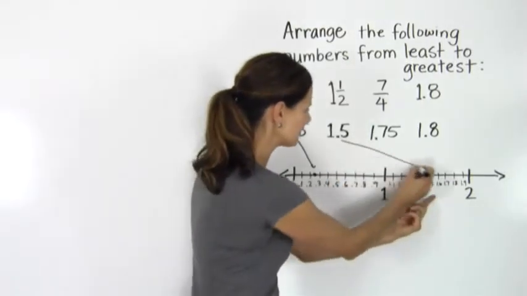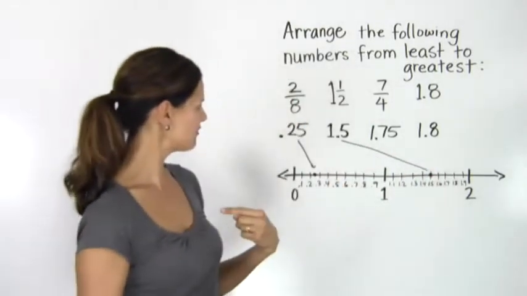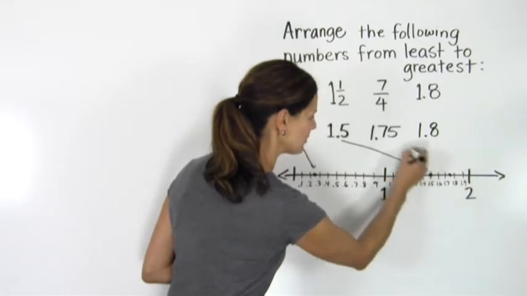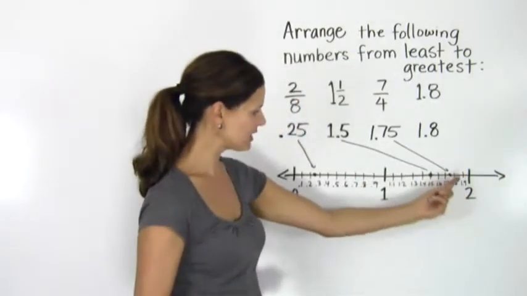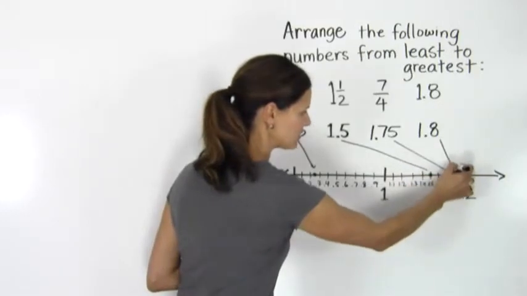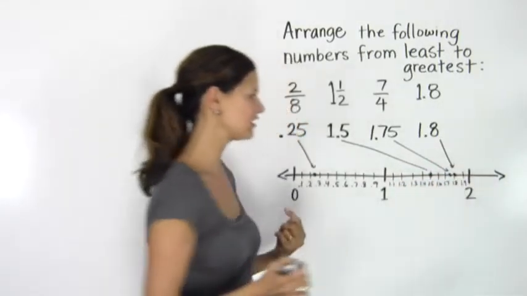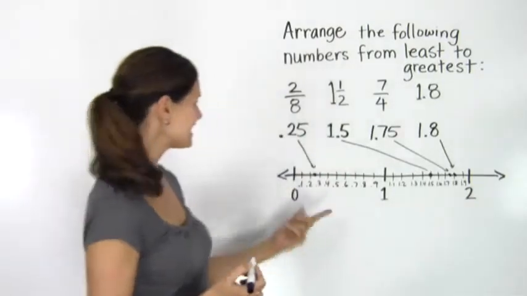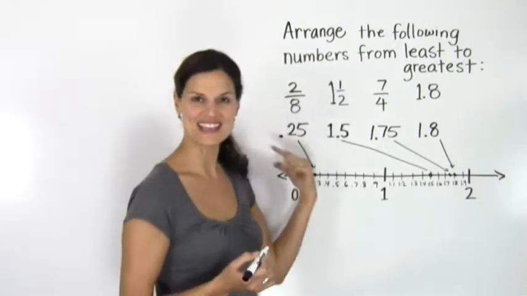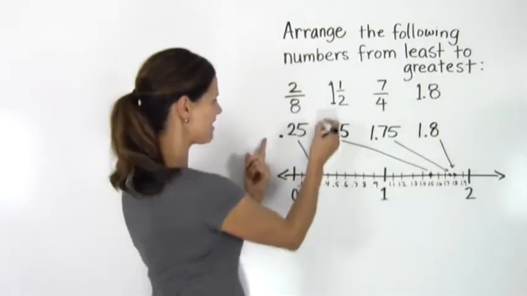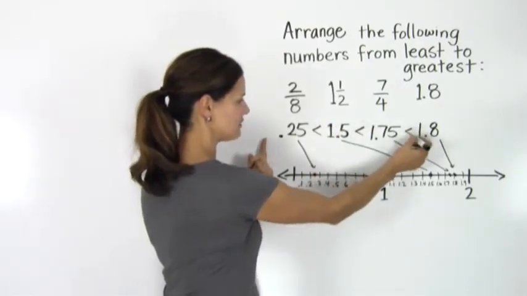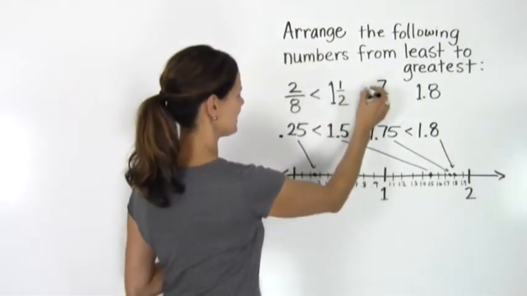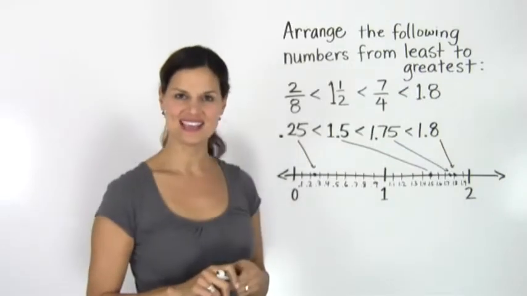1.5 is clear over here at the 1.5 mark. 1.75 is more to the right than 1.5. And 1.8 is even further to the right here, almost approaching 2. And right there on our number line. So as our numbers increase from left to right on a number line, we can see that these are actually already in order from least to greatest. 0.25 is less than 1.5, is less than 1.75, is less than 1.8. And so I can do the same up here in the problem as it was presented to me.